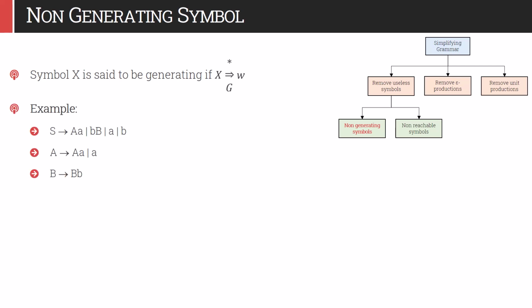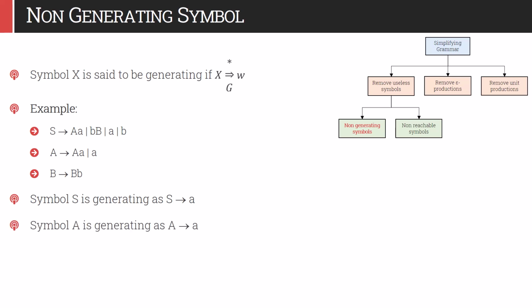Consider the grammar. Here we have three symbols, capital S, capital A, capital B. As we can see, S derives small a. So small a is a W, a string in which all symbols are terminal symbols. So we can say that S is generating at least one string and hence S is a generating symbol. Similarly for A, there is a production A gives small a. So A is also a generating symbol because capital A is able to produce at least one string.